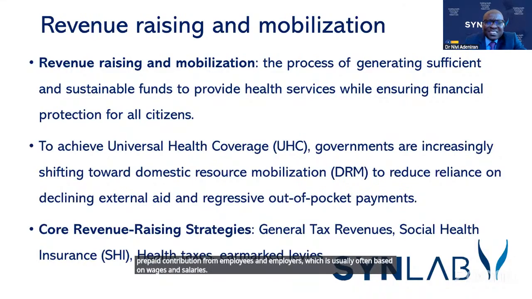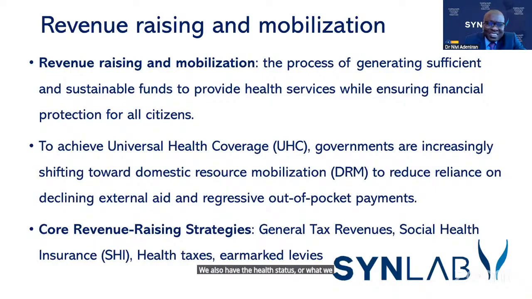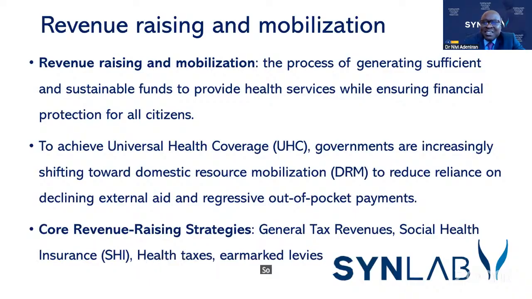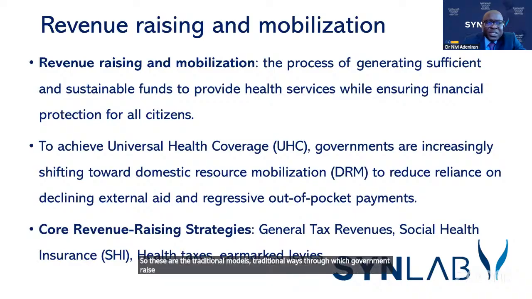Also, we have the social health insurance, which is a form of compulsory prepaid contribution from employees and employers, which is often based on wages and salaries. We also have the health taxes, or what we call the sin taxes. These are excise taxes on harmful goods like tobacco, alcohol, and sweetened sugar beverages that simultaneously raise revenue and discourage unhealthy behavior. Then lastly, we have the earmarked levies. These are specific taxes dedicated to health, such as a percentage of petroleum company profits, mobile phone airtime, or tourism. So these are the traditional ways through which governments raise revenue for the health sector.